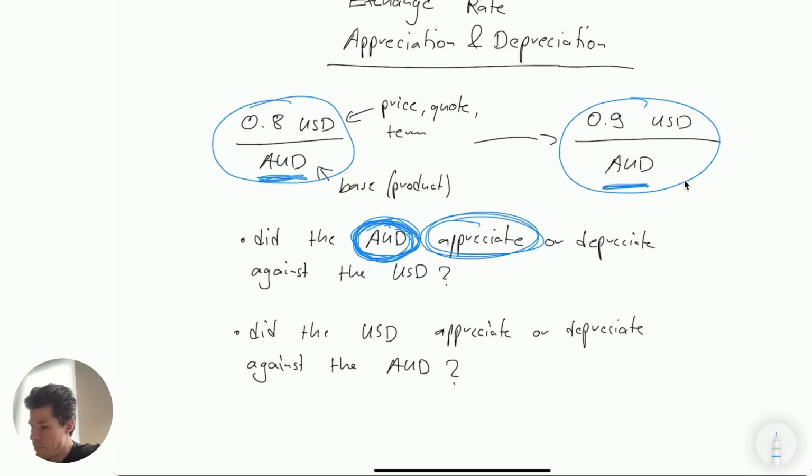So we know from 0.8 to 0.9, the Australian dollar has appreciated because the number has increased. And it makes sense because AUD is your product. That's the thing you want to buy. Doesn't matter buy or sell, but that's a product you want to buy as a customer. You need to pay more US dollar for your product, which means your Australian dollar is more valuable now.